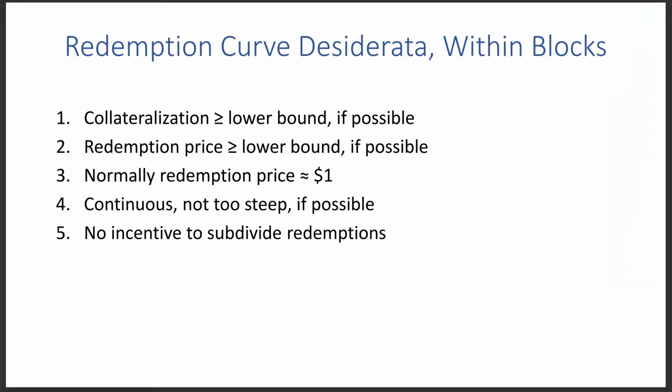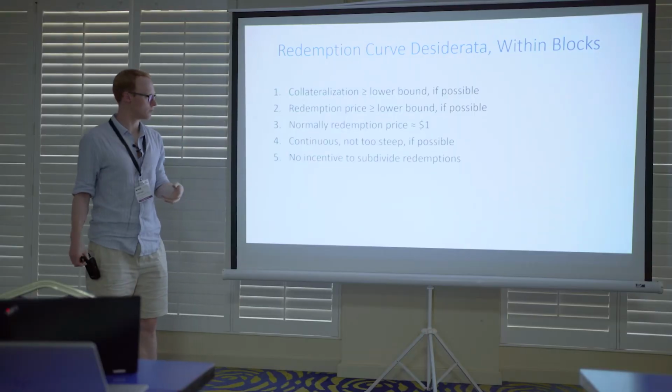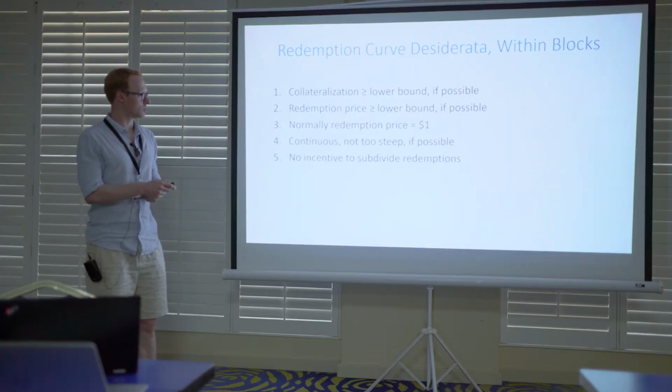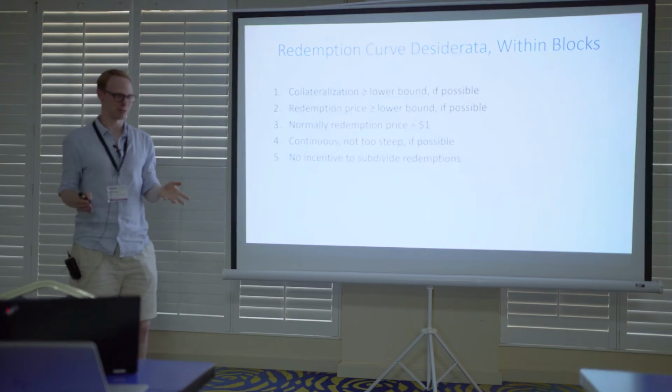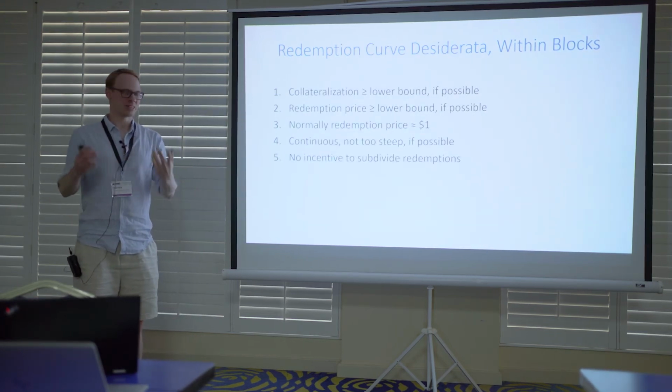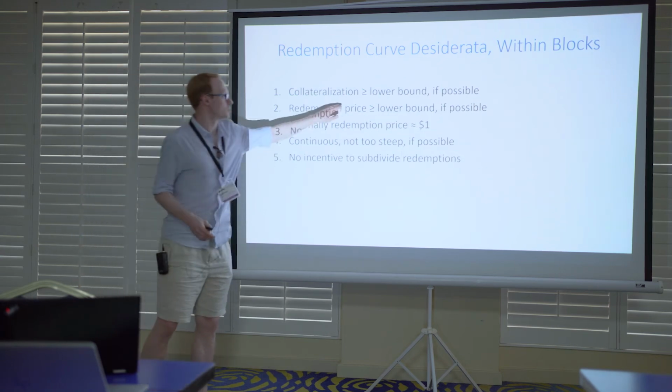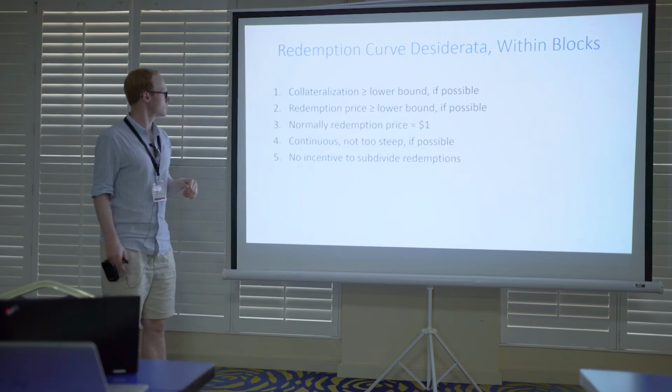So let's look at some desiderata. This is what we came up with. I want to go through them very quickly. Collateralization should be greater or equal to some lower bound, so the mechanism itself should not exhaust the reserve, if this is possible, of course. So if I apply an exogenous shock to your reserve that's large enough, of course it will be exhausted. But if that's not necessary, we should be able to ensure some lower bound.